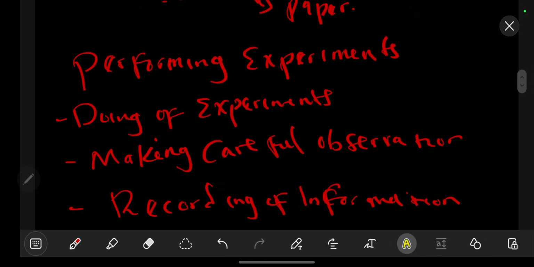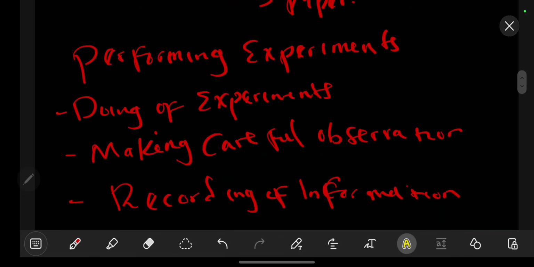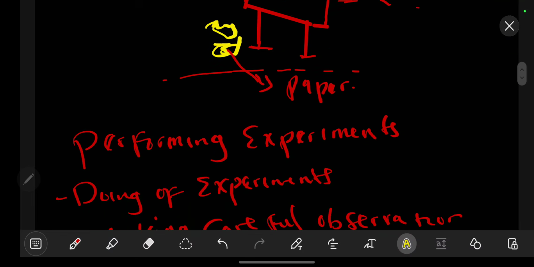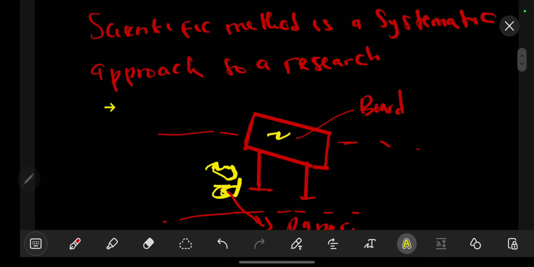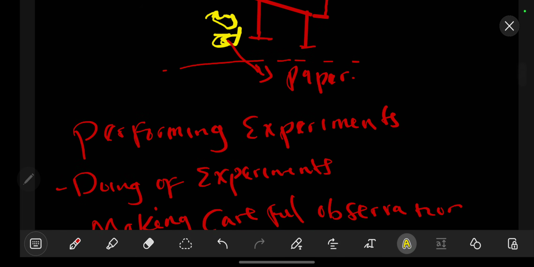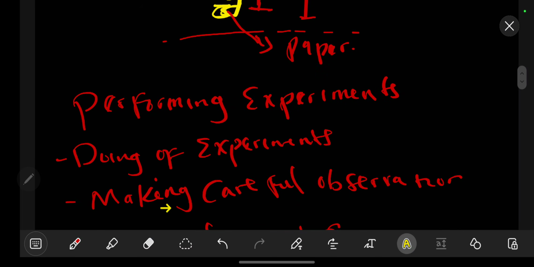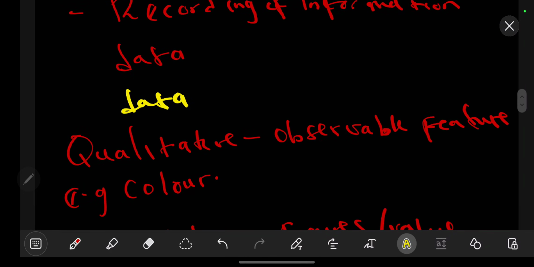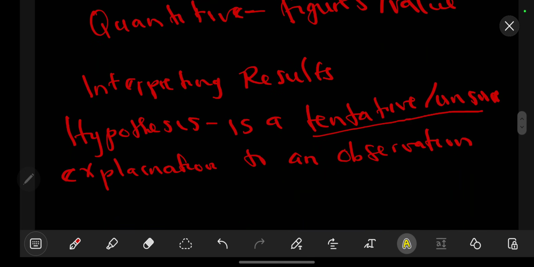So now remember, we have looked at a number of things. There is the identification of a problem. We are going to have the careful identification of the problem as our first one. The second one was performing experiments. This one involves doing experiments, making careful observations, and recording of information. Now, when all these are done, we have come up with a hypothesis.